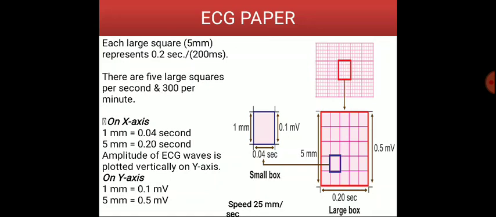Conventionally, the sensitivity of the ECG machine is adjusted or calibrated so that a 1 millivolt electric signal produces a 10 mm deflection on the ECG. The standard paper speed, as we already discussed, is 25 mm per second. That is, 1 second or 1000 milliseconds corresponds to 5 large squares.